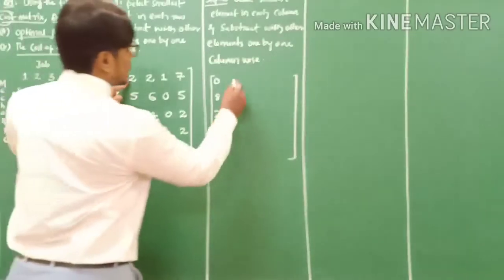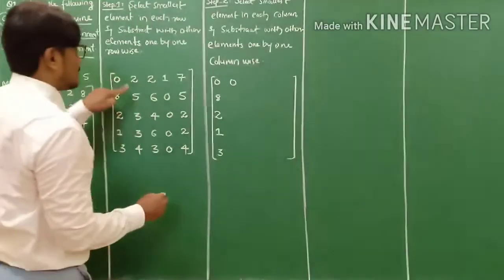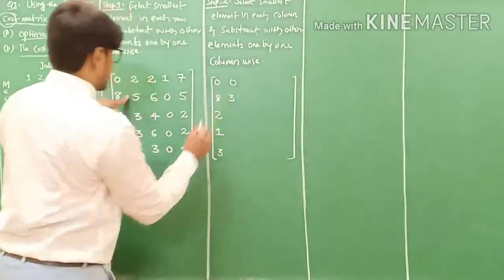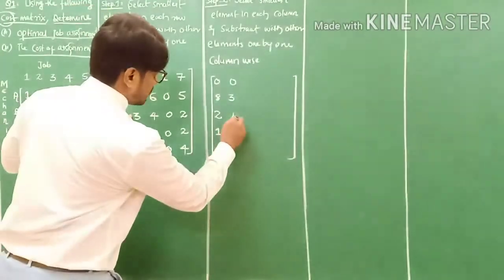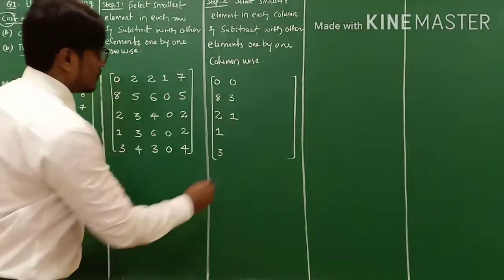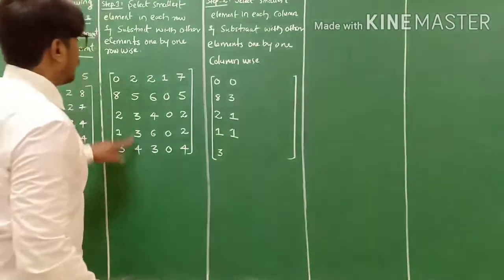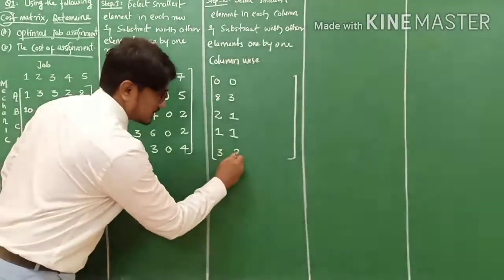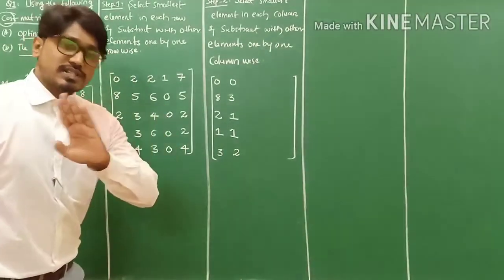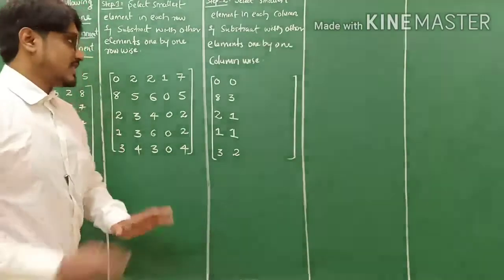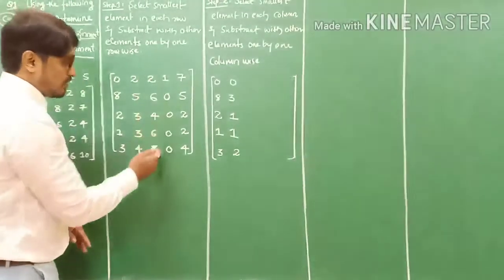Fine. Now, 2 minus 2 equals 0. 5 minus 2, 3 my friends. 3 minus 2, it is 1. 3 minus 2, 1. And 4 minus 2, it is 2. Column 2 successfully completed. Don't worry, it's all successfully completed. Next, coming to column number 3.